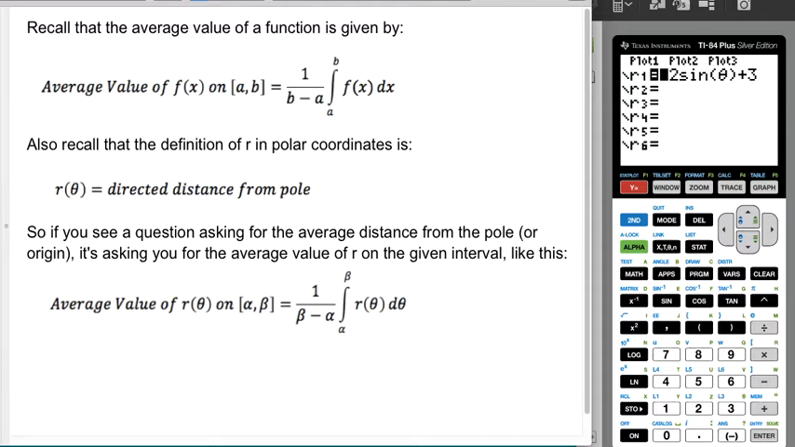All right, recall that the average value of any function on the window from a to b is given by 1 over b minus a times the integral of f of x dx. So also recall that r of theta is just directed distance from the pole. So if you're asked to find the average distance from the pole or the origin, they're just asking you to use this average value formula, but instead of using f of x, you're using r of theta, and that's the whole deal. So it's the same formula. You're just using r of theta instead of f of x. You're using d theta instead of dx, and you're using beta and alpha instead of a and b.